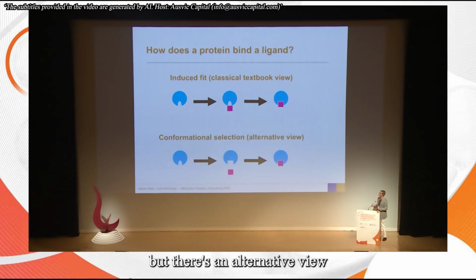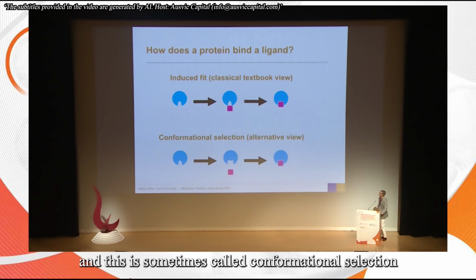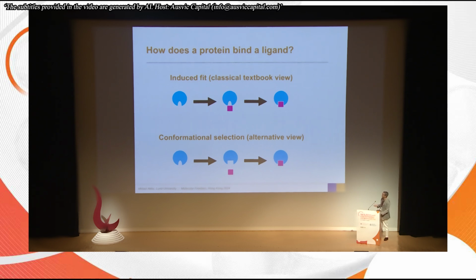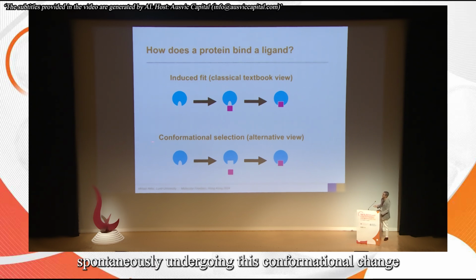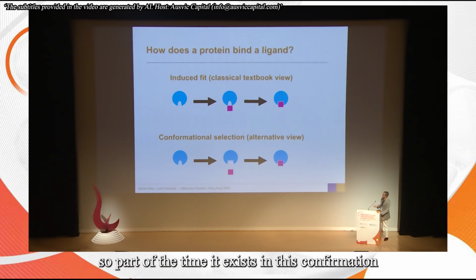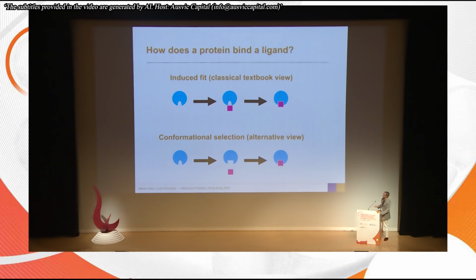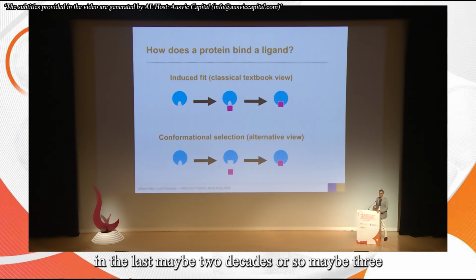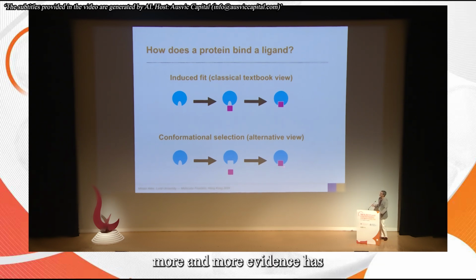But there's an alternative view, and this is sometimes called conformational selection, where the protein is spontaneously undergoing this conformational change. So part of the time it exists in this conformation, and then the ligand can come in and bind. You see these are different, right? In the last maybe 2 decades or so, maybe 3, more and more evidence has appeared showing that this is a very plausible mechanism for ligand binding.